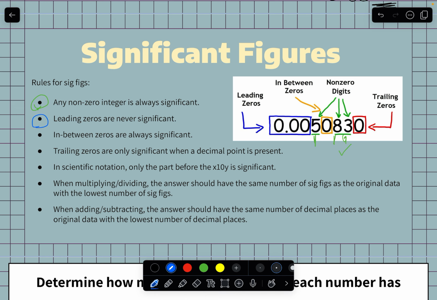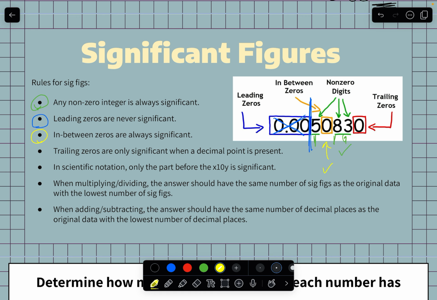Leading zeros. A leading zero is any zero that comes before your first non-zero. Our first non-zero here is the 5. Those zeros in front are leading zeros. They are not significant, so we are not going to be using these when we count significant figures. In-between zeros, as it sounds, are in between non-zero numbers. This zero here is between the 5 and the 8. That is going to be significant.